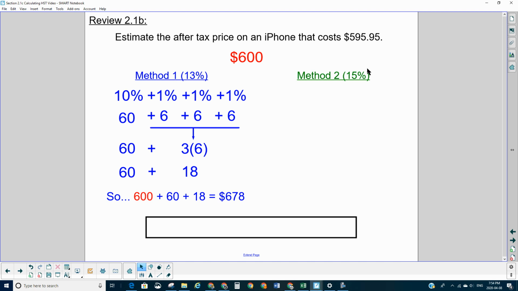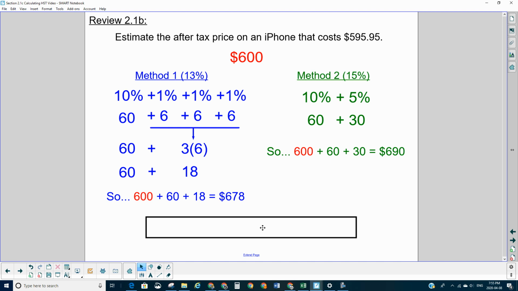Now method 2 actually did 15%, which is more than HST, but is a little bit easier to calculate. For the 15%, we take 10% and 5%. 10% is just like the one before. We move one decimal place to the left and get $60. But 5% is just half of that, $30. And so to calculate the after-tax price, it would be 600 plus 60 plus another 30, which is $690. And both of these are reasonable estimates of what the after-tax price would be on this iPhone.